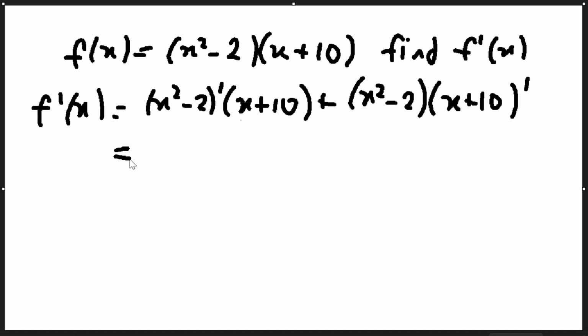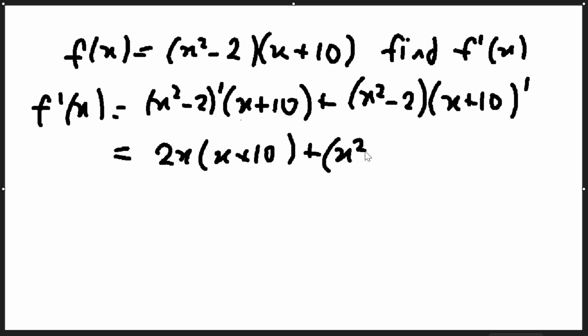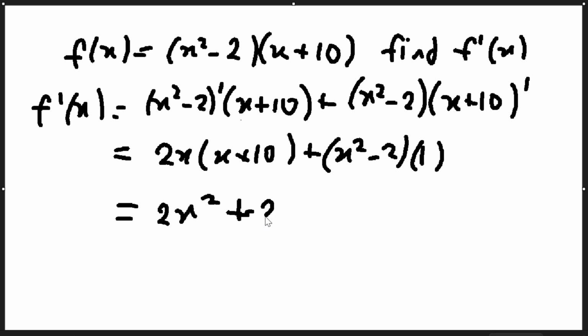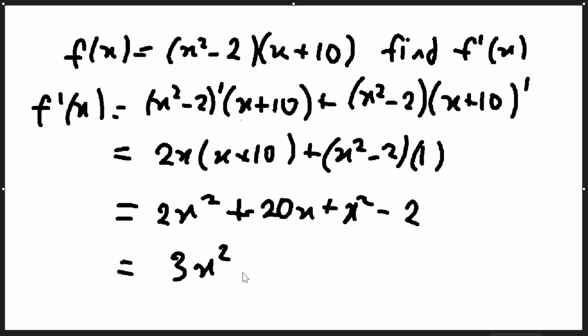So it would be 2x times (x plus 10) plus (x squared minus 2) times 1. And now we combine the equation, we get 2x squared plus 20x plus x squared minus 2, and simplified we get 3x squared plus 20x minus 2.